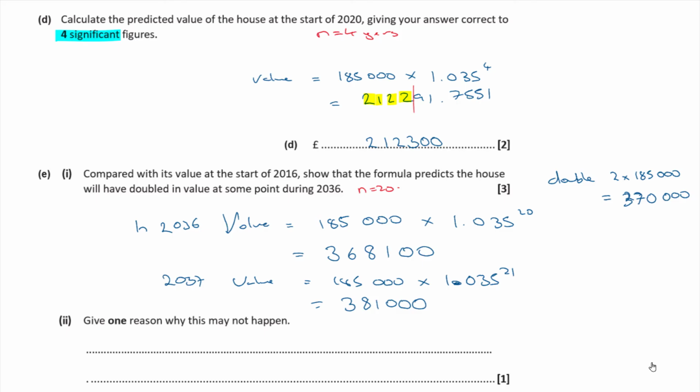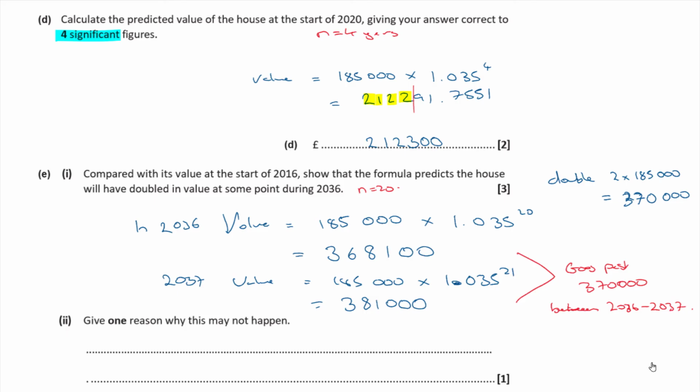Okay, so between those, it goes past 370,000 between 2036 and 2037. Okay, so it goes between them, doesn't it? So it was 368 and now it's 381. So it must have gone through 370 at some point between those two dates. Okay, give one reason why this may not happen.